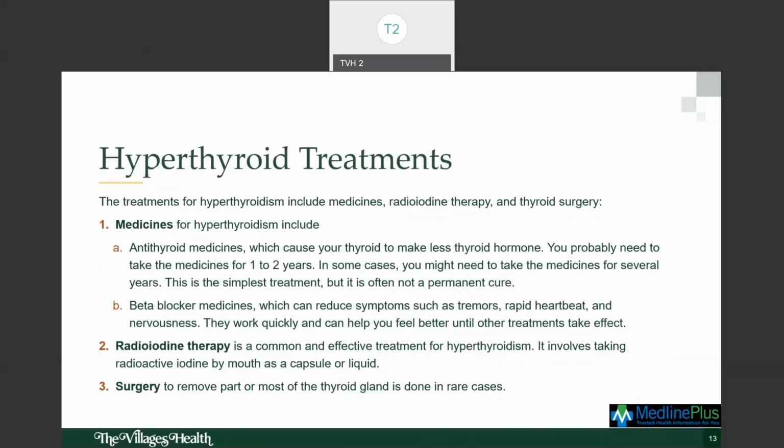So it involves taking radioactive iodine by mouth as either a capsule or even a liquid. This, like we said, is going to help with the overproduction of the hormone. But in number 3 here, we'll see, pending the severity of your thyroid condition, surgery may also be a treatment that's necessary to remove part or even most of the thyroid gland. Now, this is rare as far as treatment, but if the symptoms and hormone levels are more severe, this may be the option that your doctor discusses.